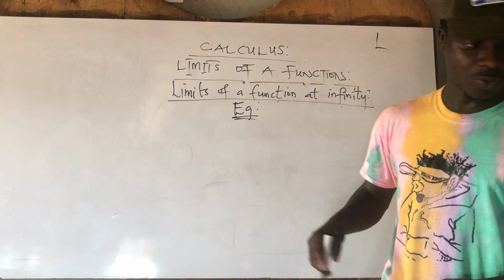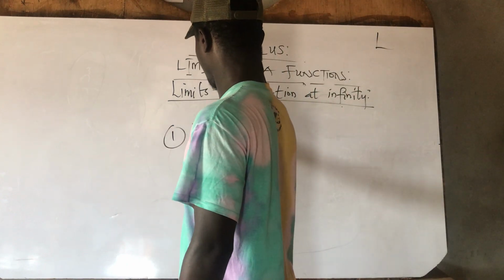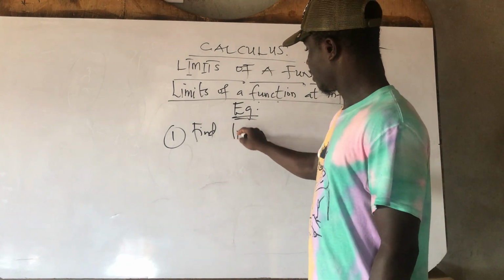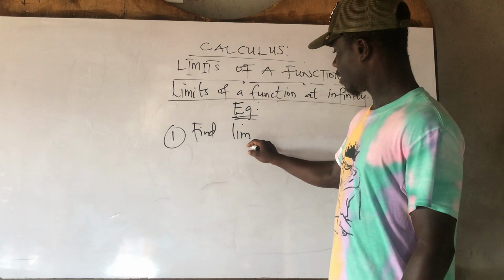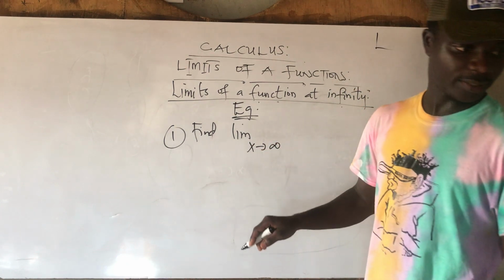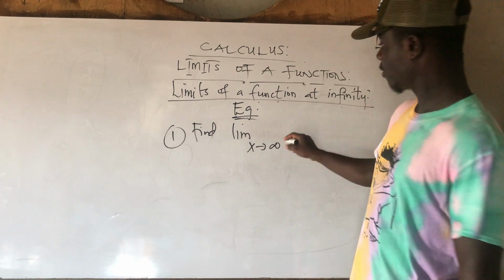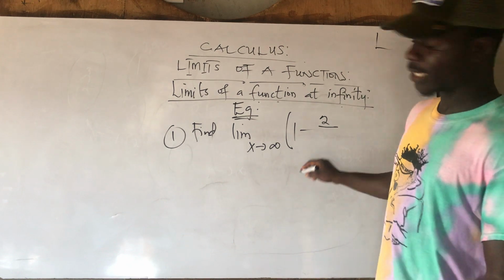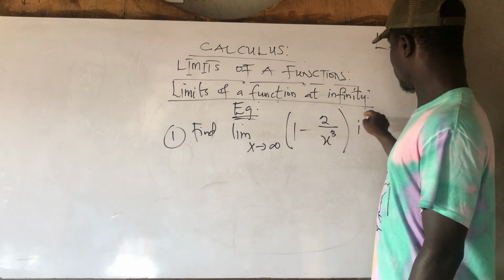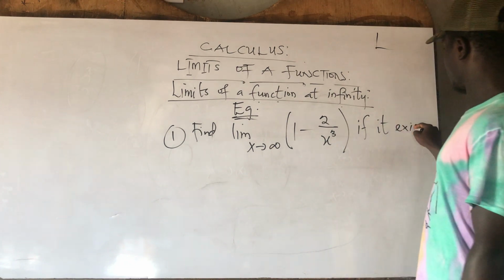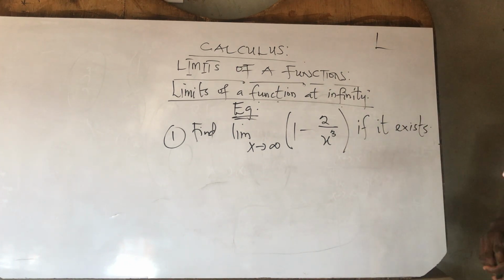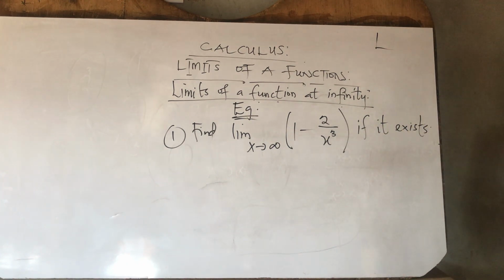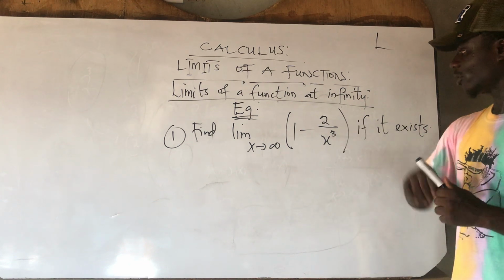Examples of that. So question 1. They said find the limit as x approaches infinity of 1 minus 2 on x cubed, if it exists, provided this function exists. We should find the limit. So now let's see. We can find the limit.